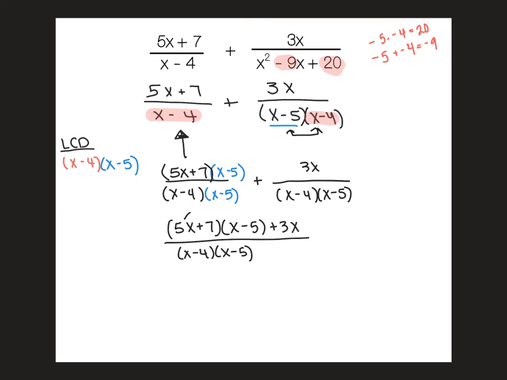I want to distribute to simplify. 5x times x is 5x squared. 5x times -5 is -25x. 7 times x is 7x. 7 times -5 is -35. I also have this plus 3x.